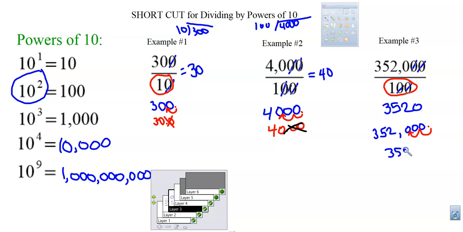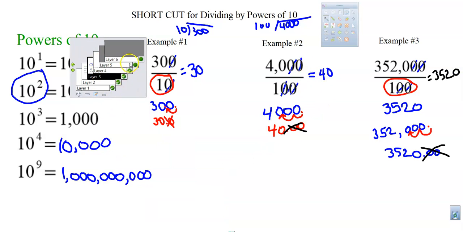It's 3,520.00, but again, if we have zeros to the right of a decimal, they don't add value to our numbers, so we're allowed to drop them. So the answer to this one is 3,520. So either shortcut is fine on those.